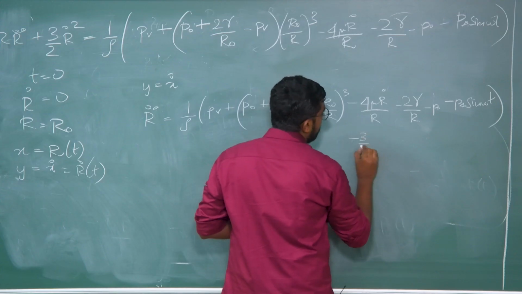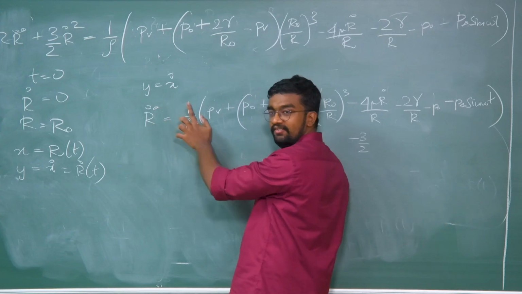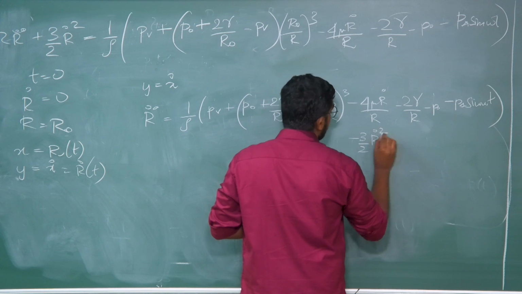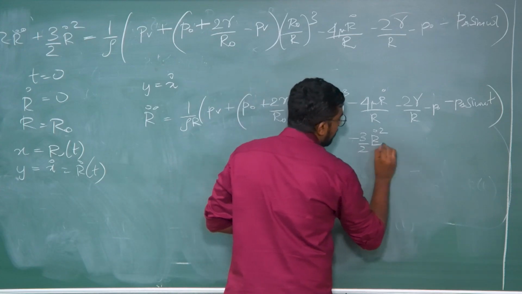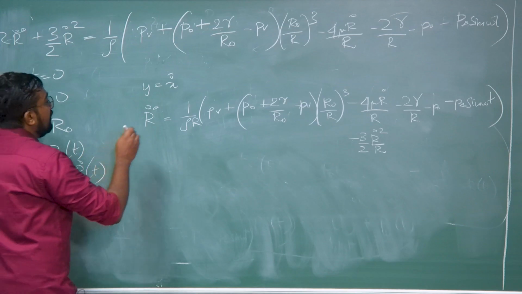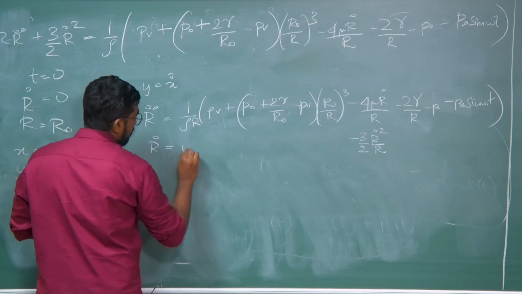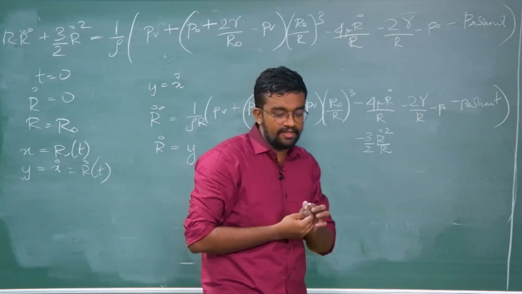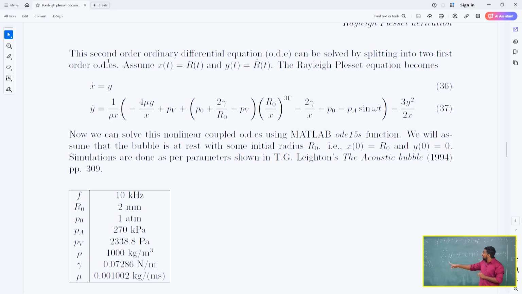Minus 3 by 2 r dot, here is y. Okay. So, before that I will just write the expression. R dot square by r. Everywhere there will be r by r. And r dot we are writing as y. So, if you do this, you will get two ODEs, or two ordinary differential equations of this form. Okay.